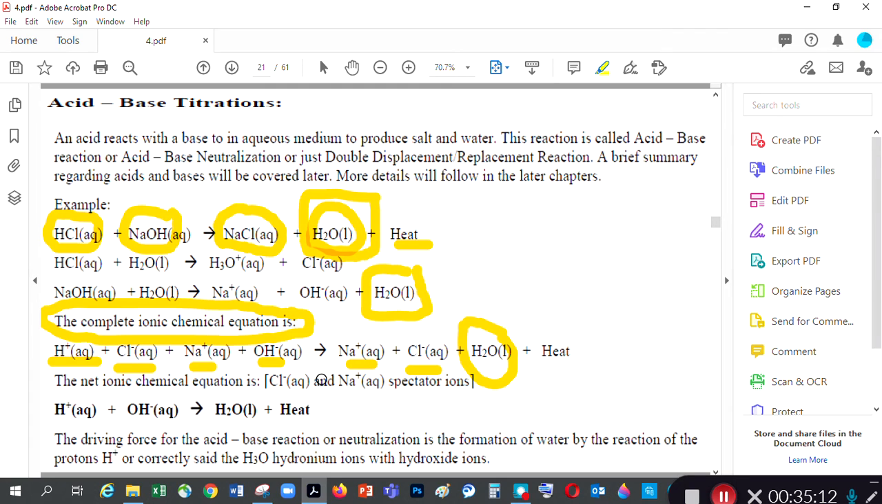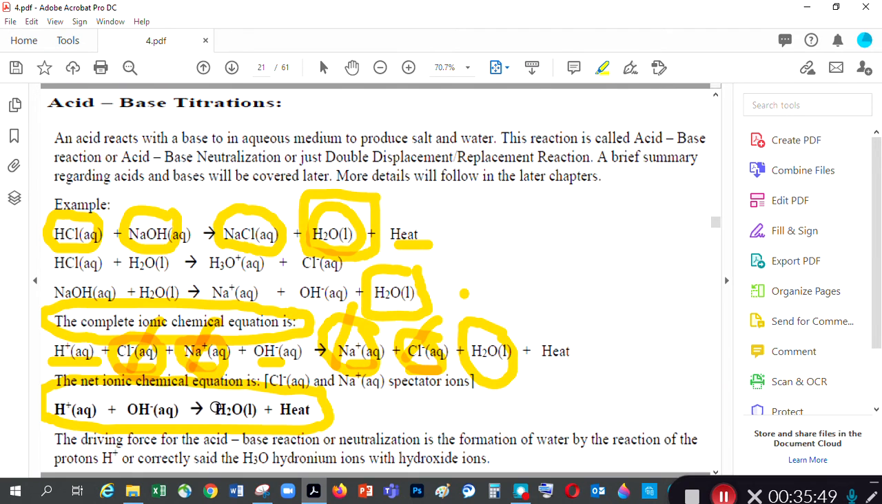Correct? Now I need the net ionic chemical equation. Well, yes, I can. Sodium here appears on the other side, so I can take it out. The chloride, another one, I can take it out. So what's remaining is really the net ionic chemical equation. With the heat there, it's an exothermic reaction.